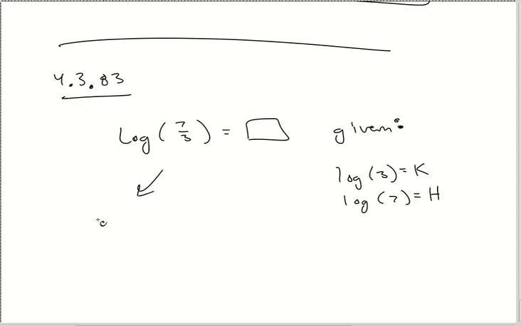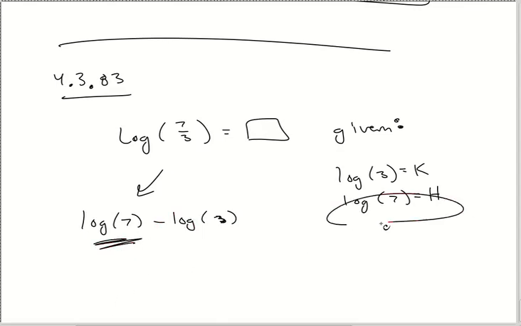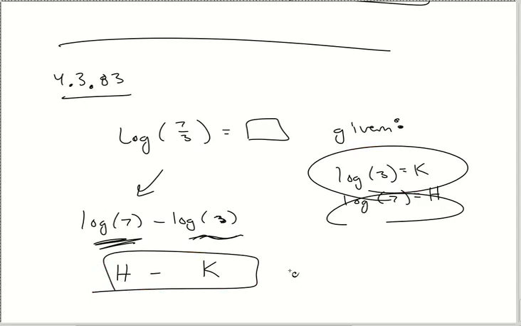We can expand and simplify this down. Notice that there's a division, so now what I could do is a minus sign between them. Okay. Hey, have I seen this somewhere before? Log 7. Oh, it's right there. H. Like literally replace it with the letter H. Where have I seen this log 3 before? Oh, it's right here. So you replace it with a K. And that is your answer. That's it. It's not hard. Kind of weird.